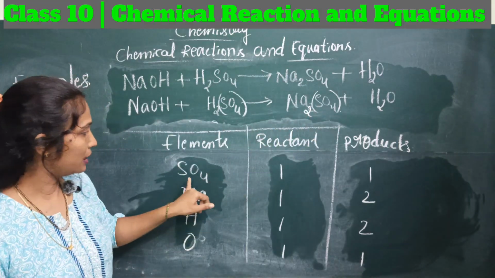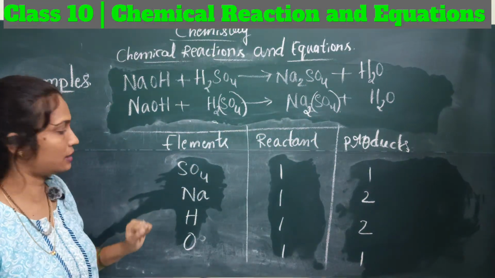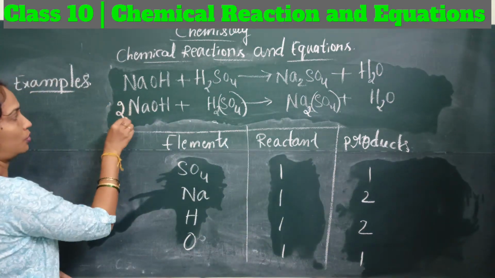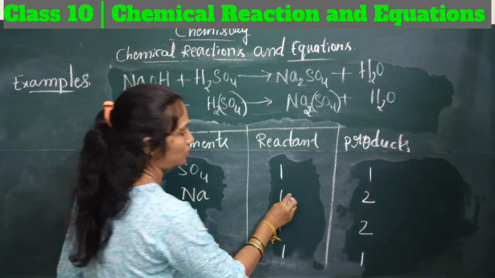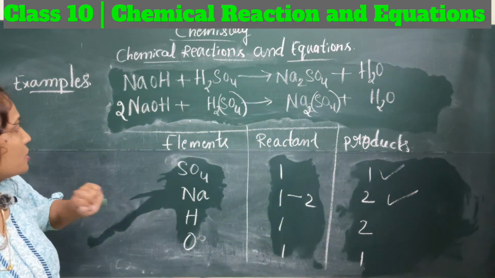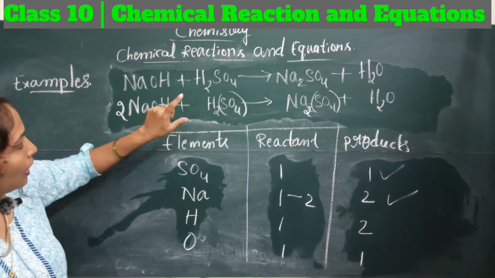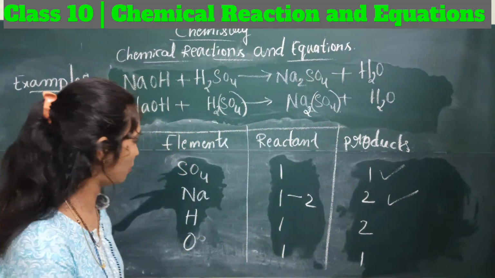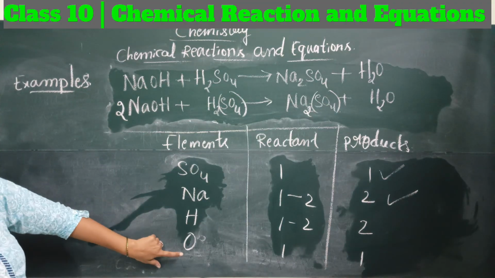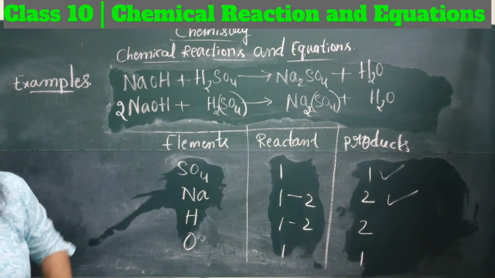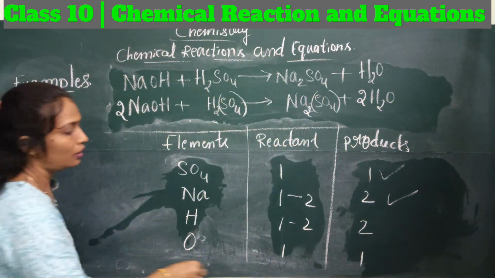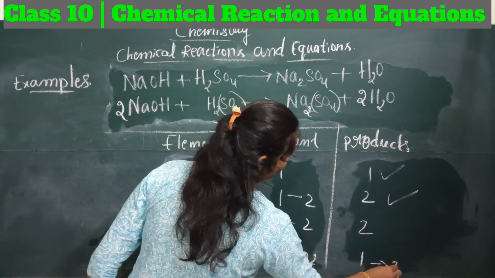Now, just balance. Sulfate, no need to touch that sulfate. Sodium is 1 here and there it is 2. So 2 NaOH. Yes. So the first one got balanced, the second one has also got balanced. Now hydrogen. 2 hydrogen is there and here 2 hydrogen is there. Okay. It is balanced somehow. Now balance oxygen. Here 2 oxygen is there, there 1 oxygen, so I will take 2 oxygen here. Now it has also got balanced.